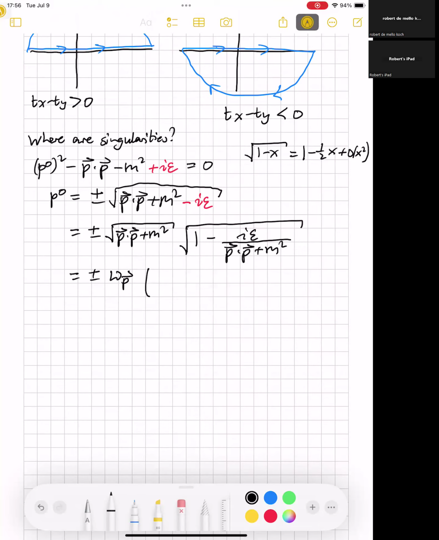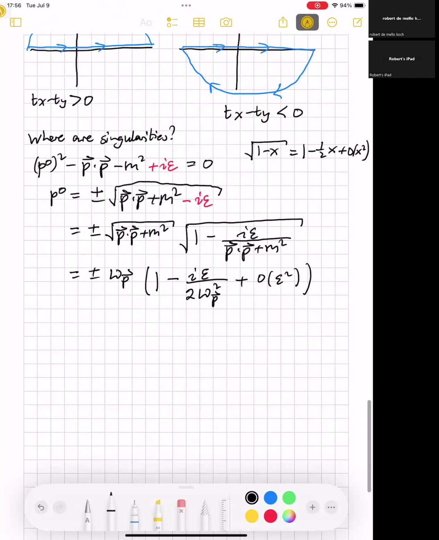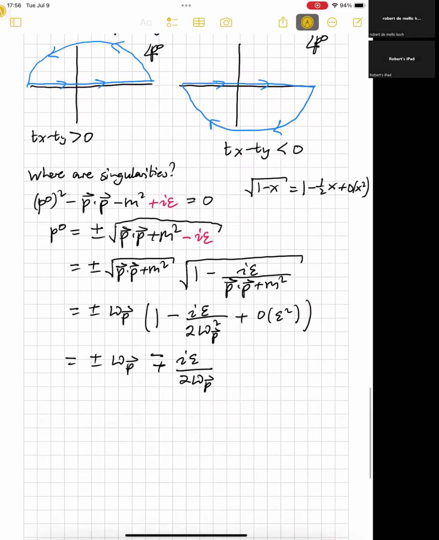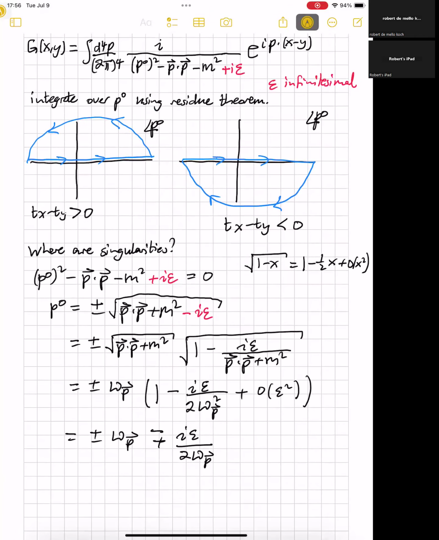So that square root over there, we can write as 1 minus i epsilon over 2 omega P squared, plus order epsilon squared. But we said we don't even have to bother about the epsilon squared. That's absolutely negligible. So what do we get? We get plus or minus omega P, and then minus plus i epsilon over 2 omega P. The exact size of the imaginary piece simply doesn't matter. All it's telling us is where the poles get shifted to.